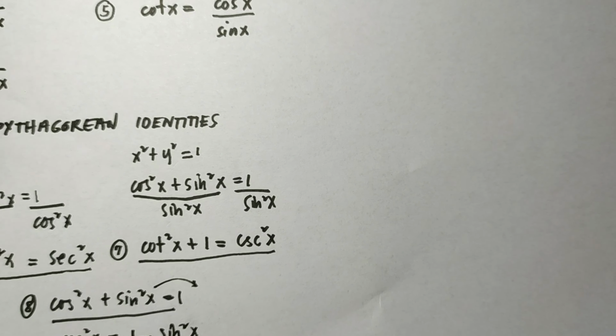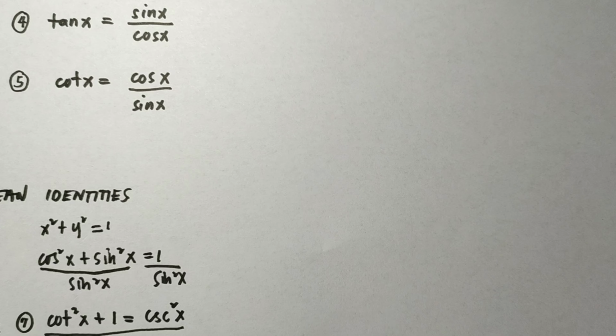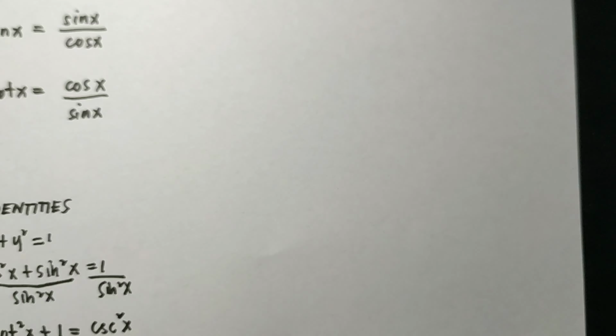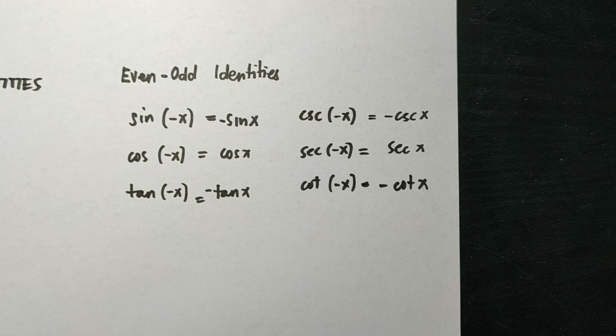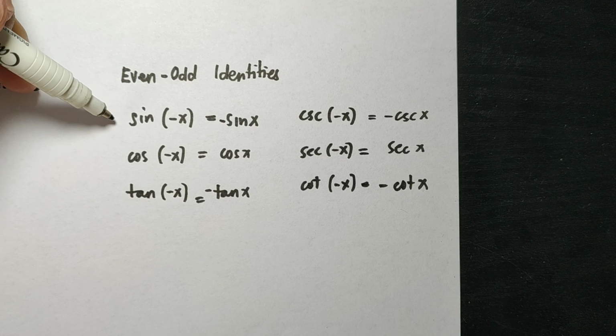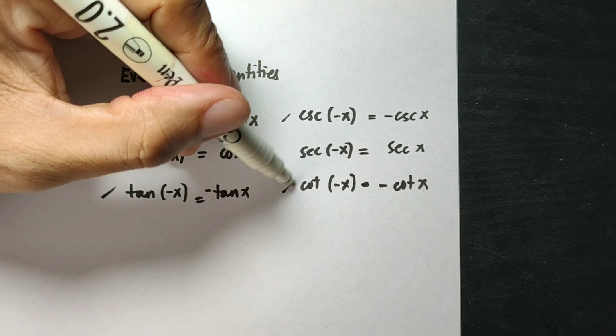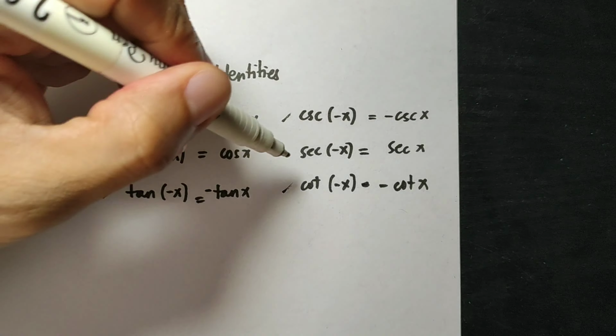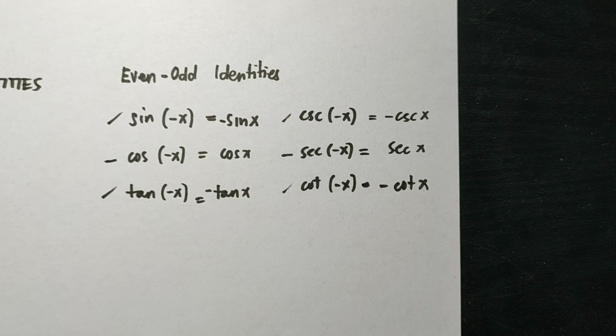So, we will be adding another 3 identities. We have the even odd identities. Again, the even odd identities. So these are the odd identities, and these are the even identities. The proof of these even odd identities can be analyzed through the unit circle.